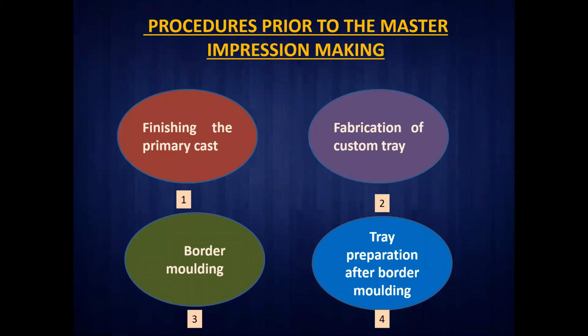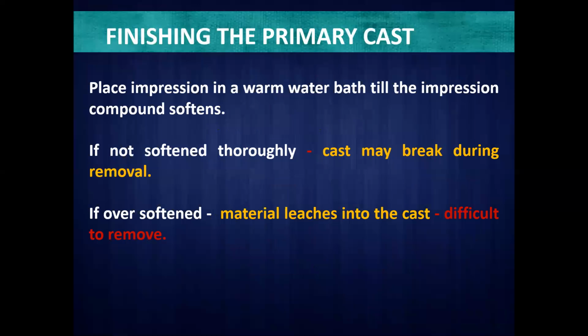The procedures which you need to follow prior to the master impression making are finishing of the primary cast, fabrication of the custom tray, border molding, and then tray preparation after border molding, followed by second wash impression.